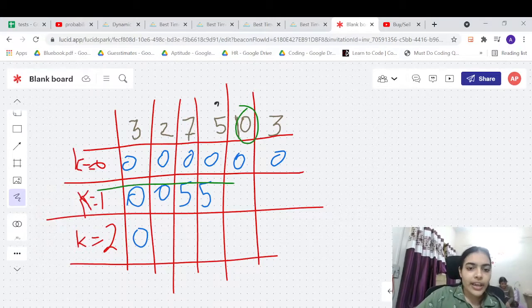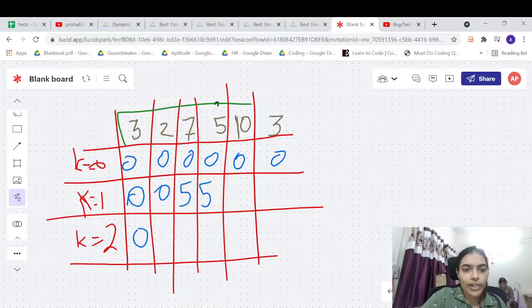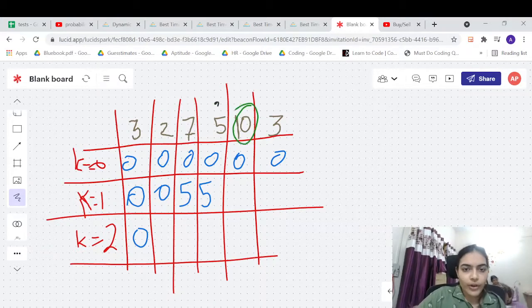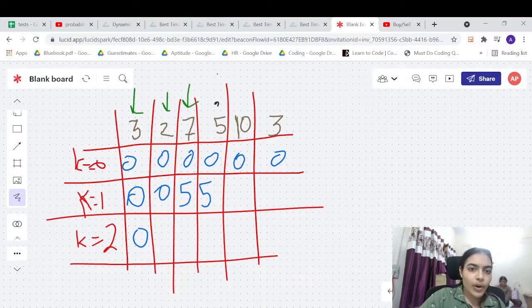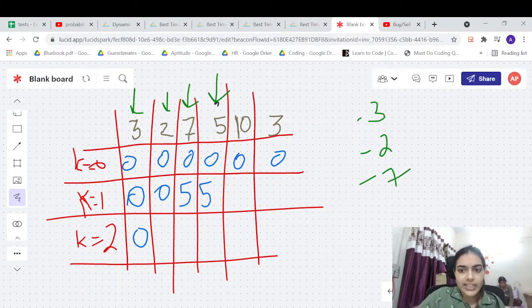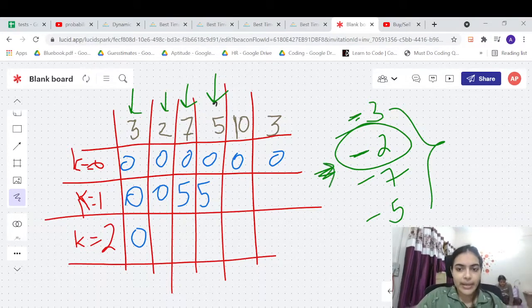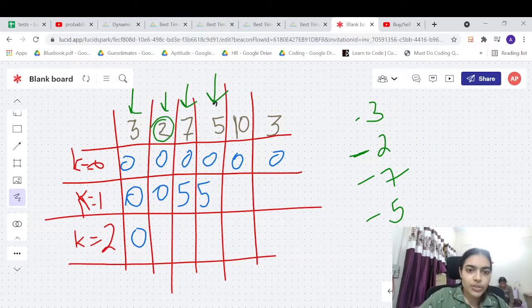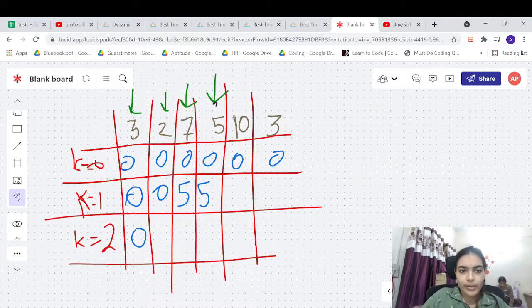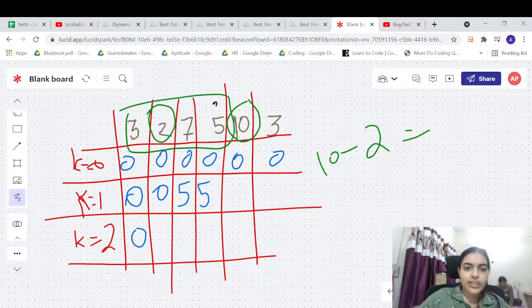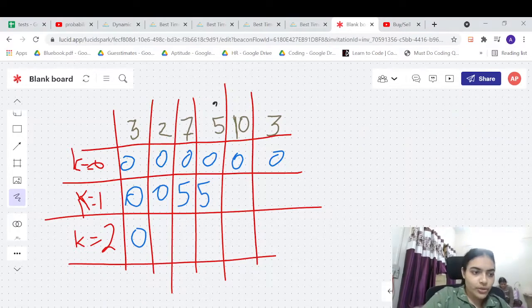In the next case, you have k equal to 1, and you are allowed all these numbers. Now for 10, you will try to see what is the best value. You will iterate over all these 4 values and see which is the least: minus 3, minus 2, minus 7, minus 5. Minus because we are going to buy on that day. Among these, minus 2 is best. So you buy when the price is 2 and sell when the price is 10, because 2 is the least among all these numbers. 10 minus 2 is 8. So here I will get 8. Now 8 is better than 5, so I will store 8 here.